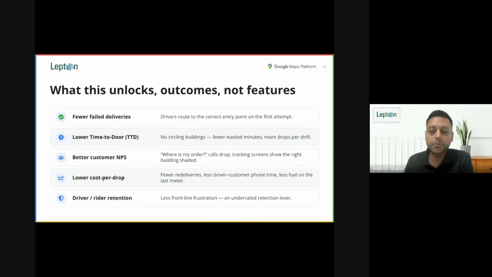And what has it led to? There have been companies who have tried and implemented it, and here is what it unlocks for the customers. It just turns everything around. There are fewer failed deliveries, lower time to door, better customer NPS. Where-is-my-order calls, right? They have seen drastic drops in the number of calls coming to their call centers. There is lower cost per drop. And of course, it leads to driver retention, because he is able to find the house the right way, how it is always supposed to be.